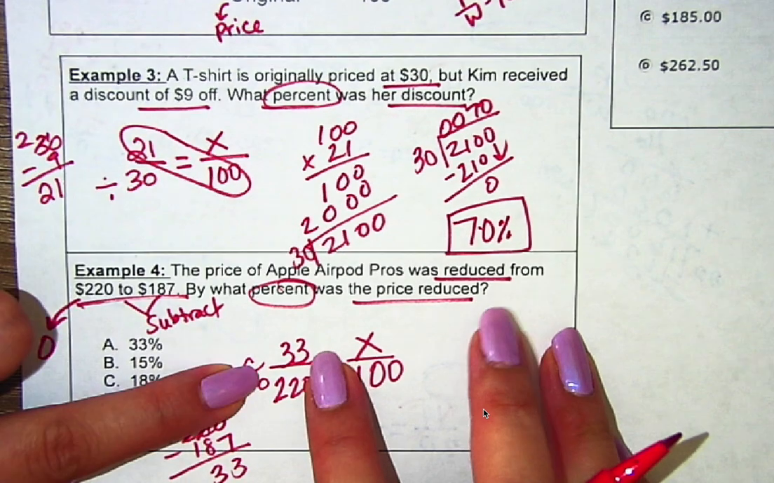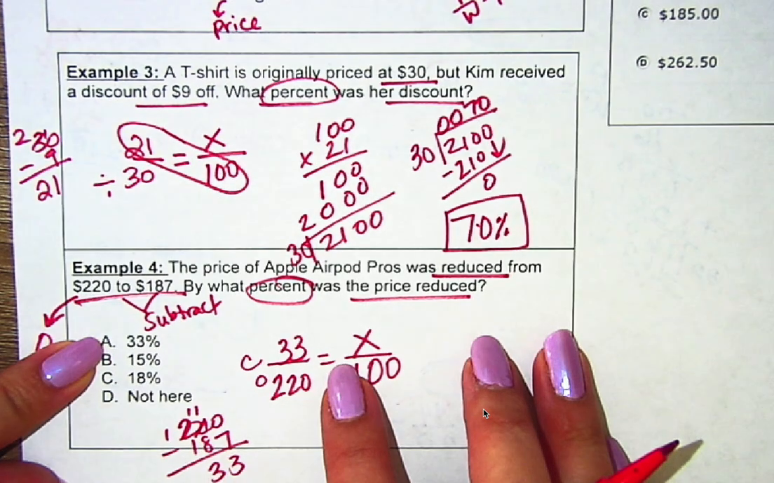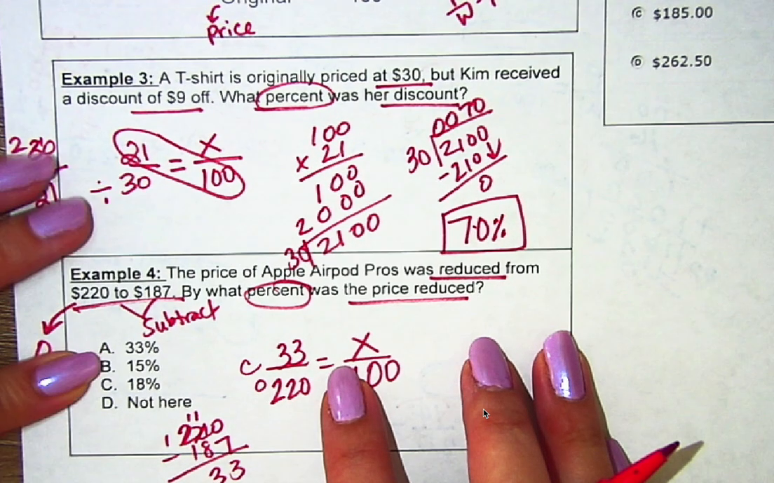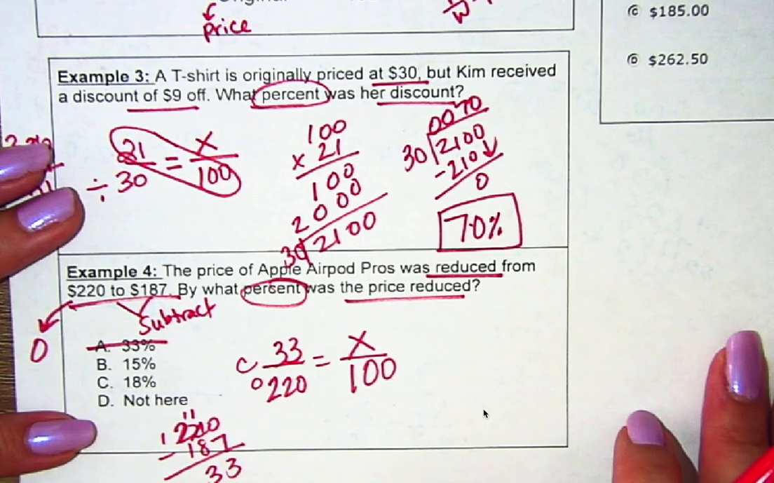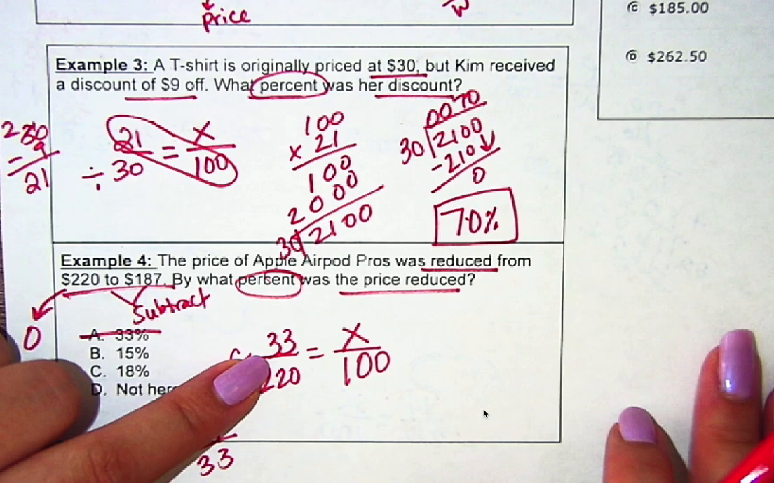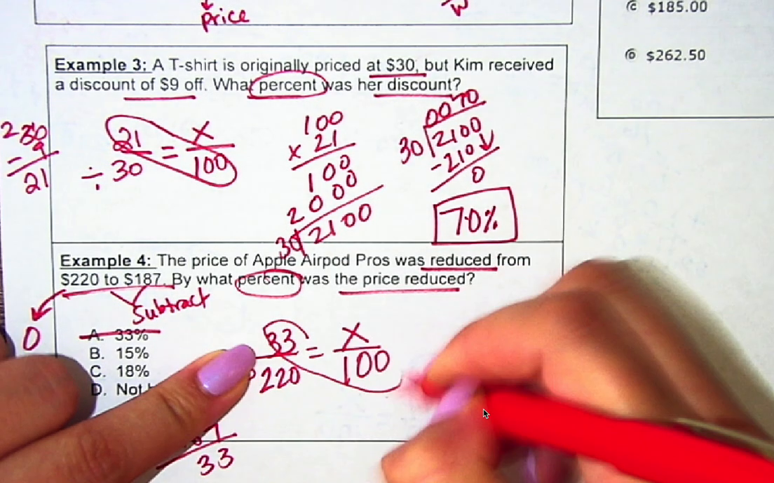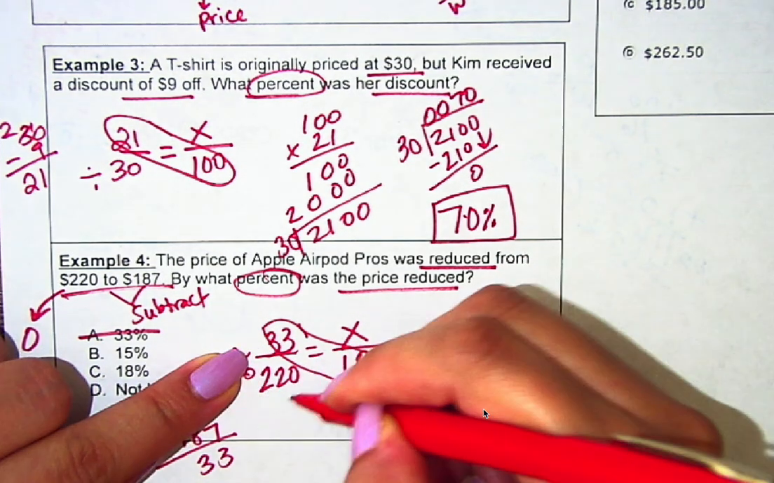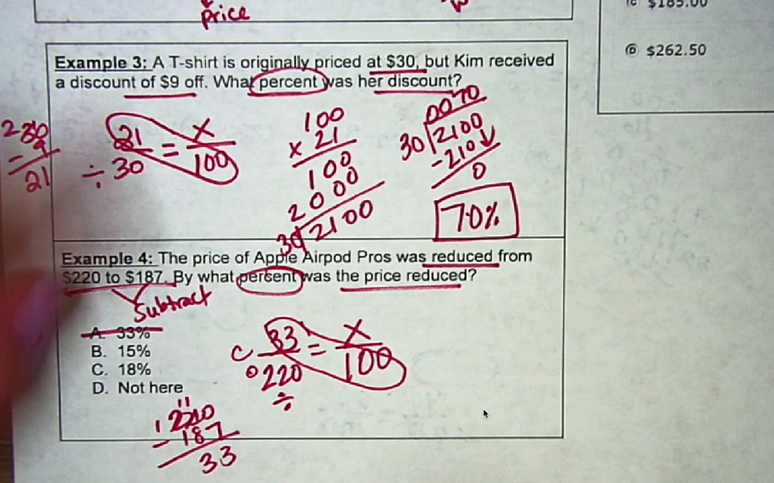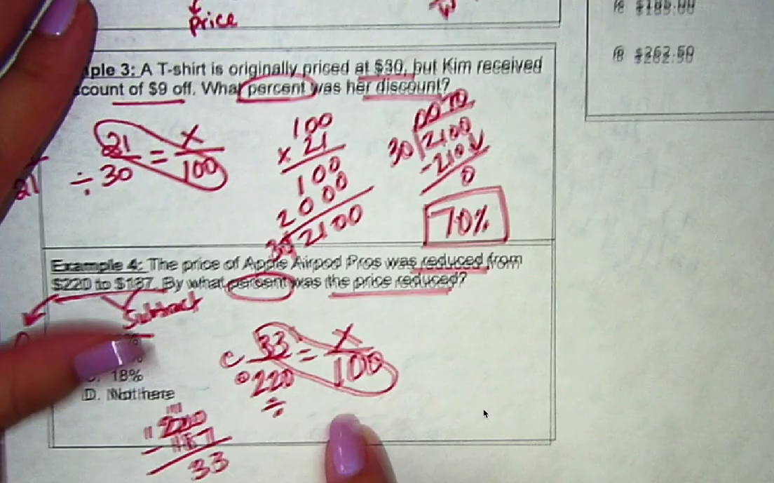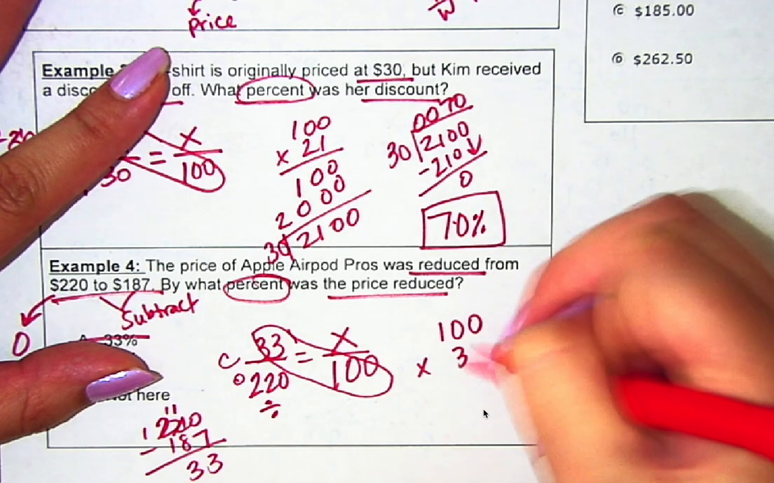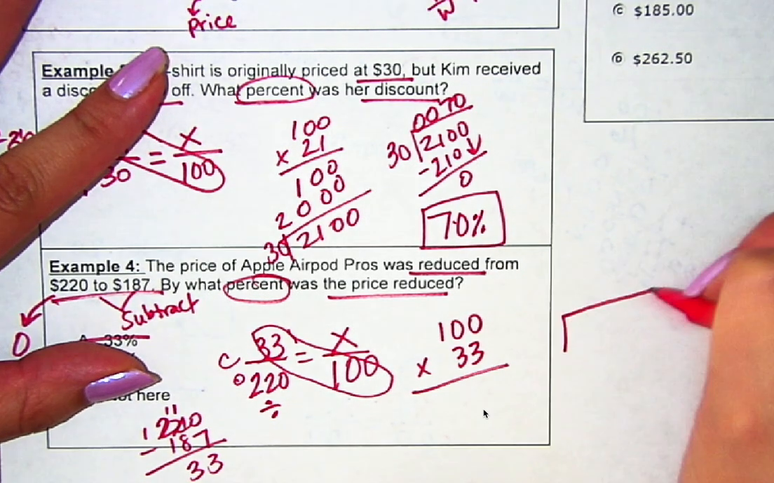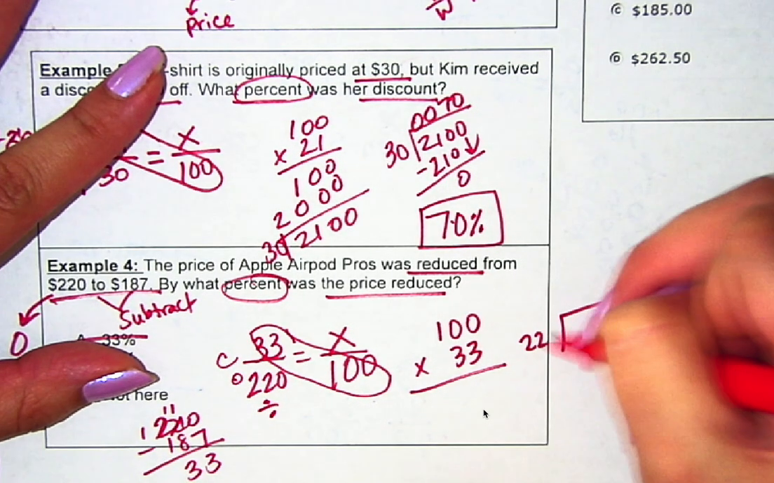So I'm going to put 33 on top. That is my change. You see how they put it as an answer choice? They're trying to confuse you. So I can already tell that A is not my answer. What I have to do is cross multiply and divide by 220. Okay? You're going to go ahead and finish that. 100 times 33. And then whatever you get, you're going to divide by 220.